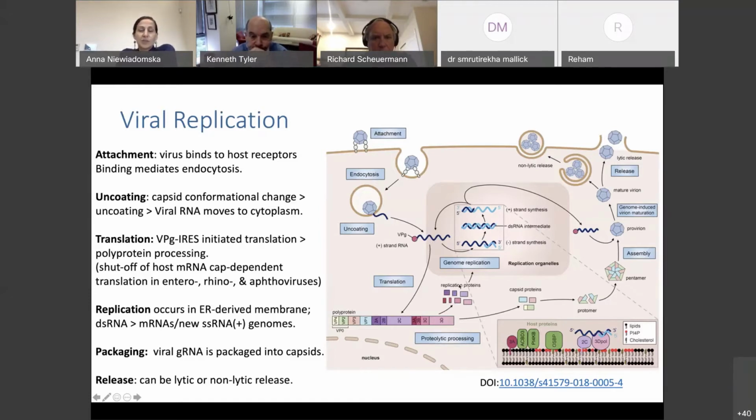Eventually, these proteins facilitate genome replication of the virus, and together, along with the structural proteins which form pentamers and provirions that package the new viral genomes, these are then released either through lytic or non-lytic processes. Obviously, the lytic processes destroy the cells, and that's one of the reasons why you end up with paralytic diseases.